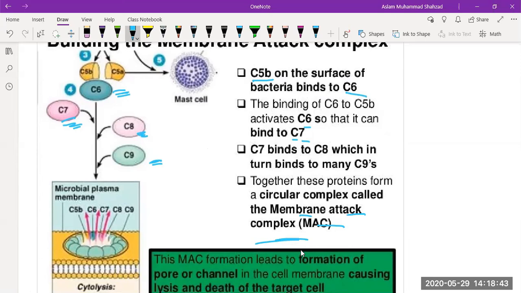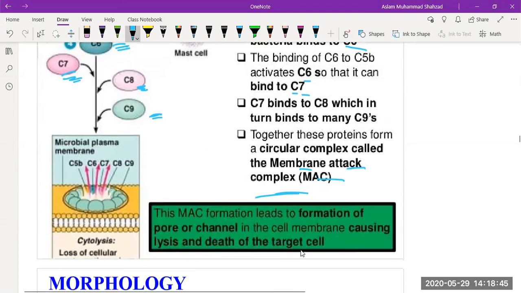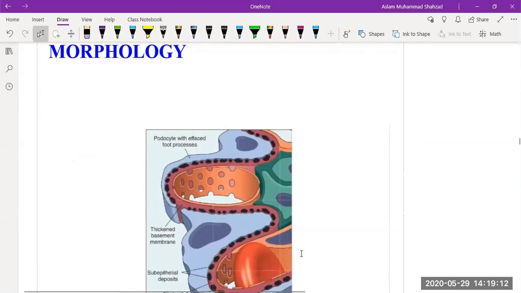And the membrane attack complex formation is actually leading to the formation of pores and channels, causing the lysis and cell death of the target. So again, the main thing is that because of the activation of the complement system from C5 to C6 to C7, 8 and 9, they are activating the complex known as the membrane attack complex, and that membrane attack complex increases the porosity and channel formation that is responsible for the initiation of cell death. So it is an autoimmune disorder.